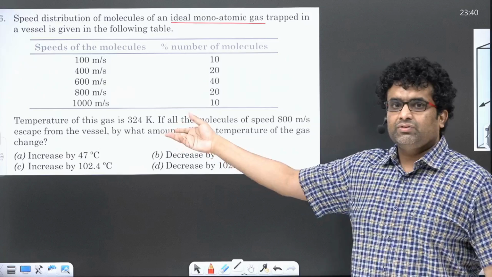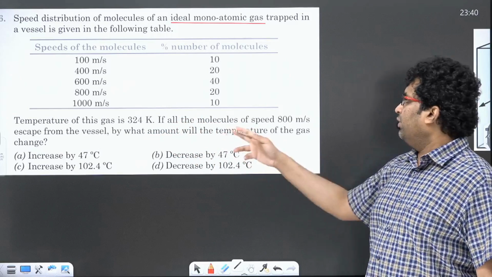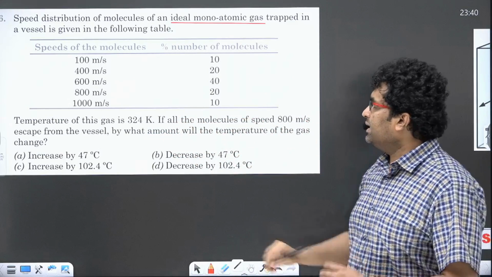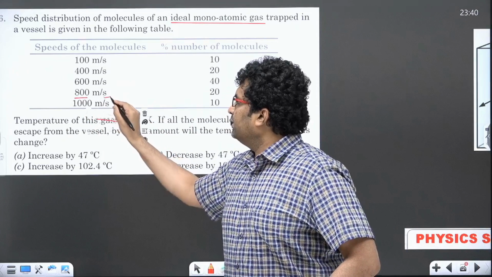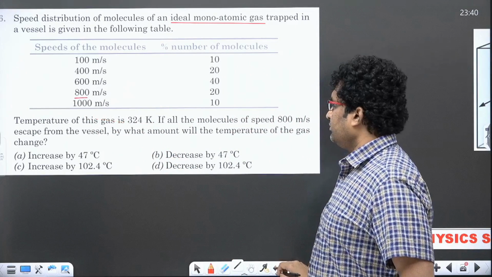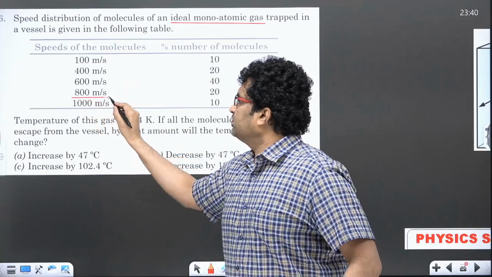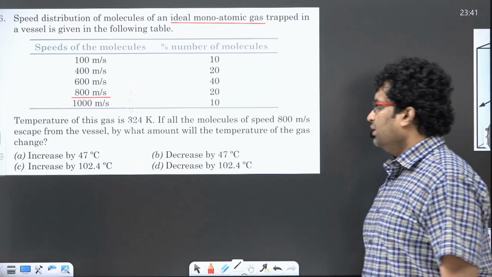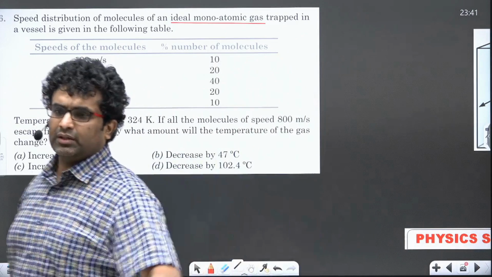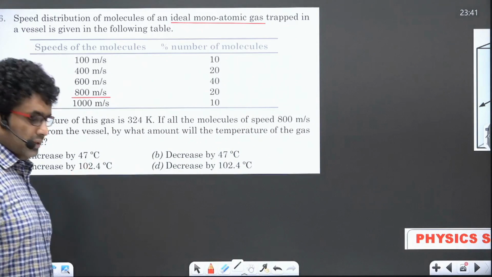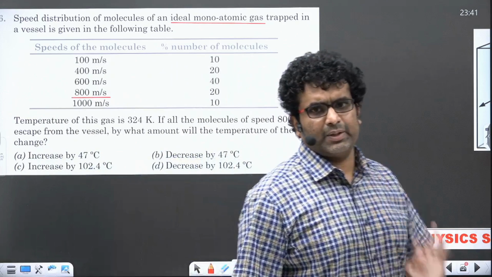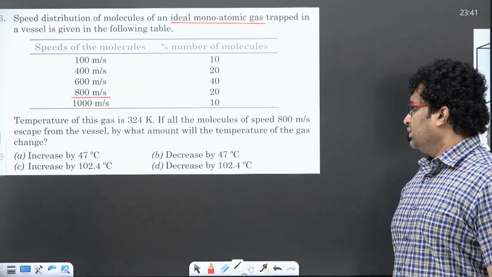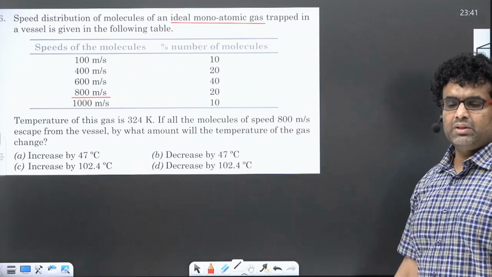The temperature of this gas was found to be 324 Kelvin. If all the molecules of the speed, this 800 meter per second, let's say vanish from the system somehow or are removed from the system, he is asking what would be the fall in the temperature or rise in the temperature. If you're removing the molecules, you're removing the internal energy. So you should have expected a fall in the temperature. So by how much is the decrease, he is asking.